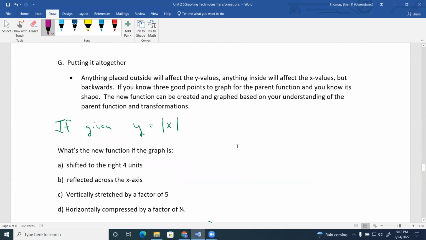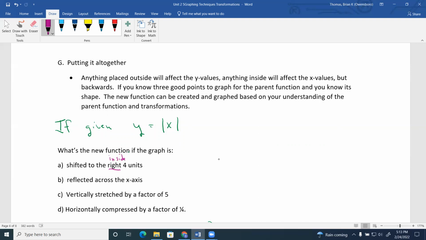So putting this all together, in this part, we're going to try to put the vertical and the horizontal transformations all together. And so let's look at this first question. If given y equals the absolute value of x, what they're asking us for is what's the new function if the graph has these following things. So A says, what's the new function if the graph is shifted to the right 4 units? Remember, the right is kind of an inside concept. That affects the x's. So the right kind of means we're inside.